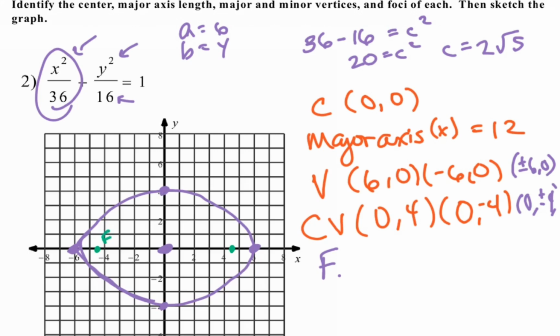And so I label that with an F, both of them just an F, and then you could say plus or minus 2 square root 5, comma 0, or you could write them as two separate ones. But when you write the foci, do the exact amount.